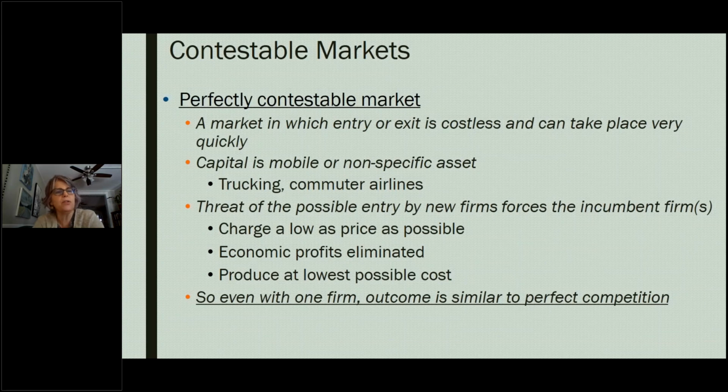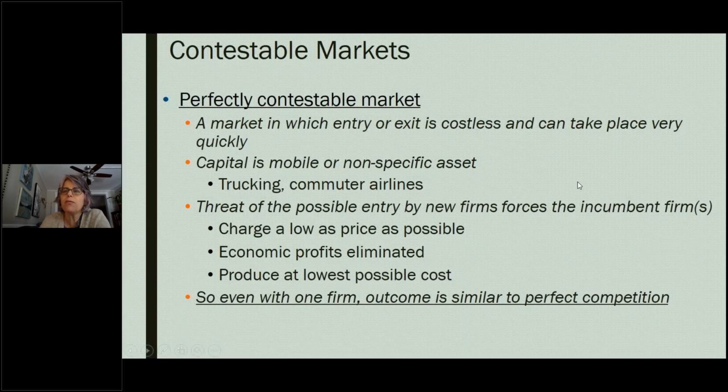If you're in this situation, you can make an argument that if you have a perfectly contestable market, you're going to get the benefits of perfect competition, even though you don't have perfect competition, because they're going to try to behave in a way to discourage other people from entering the industry. They're going to want to produce at lowest cost, charge a low price, and economic profits are eliminated. There's not much instance of perfectly contestable markets out there. The capital market's probably the only one I can think of.